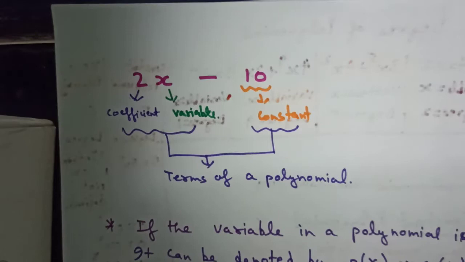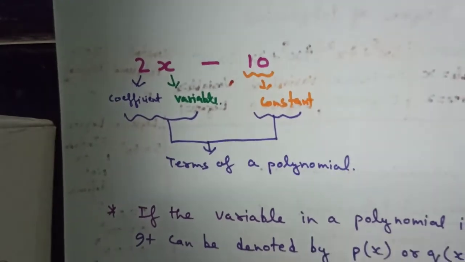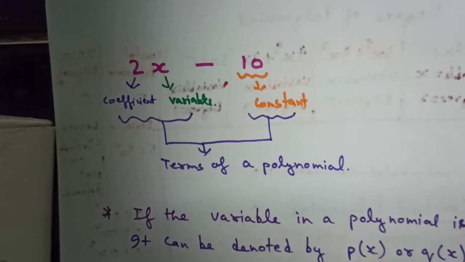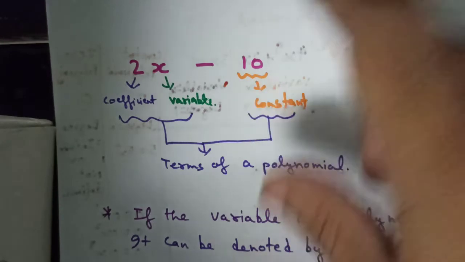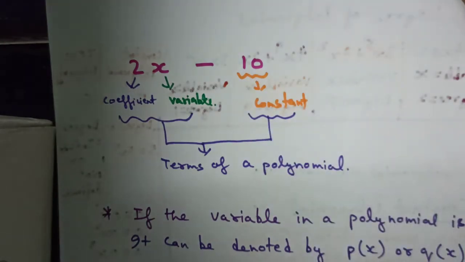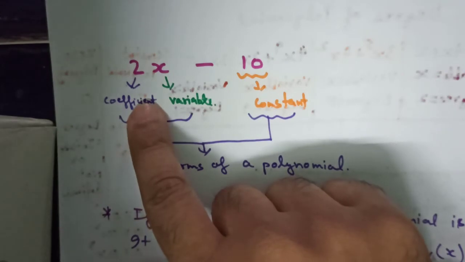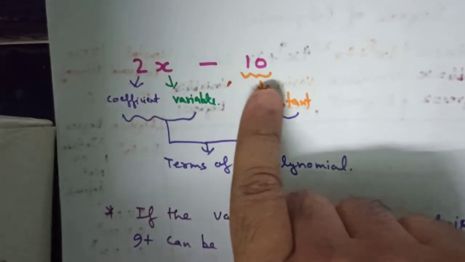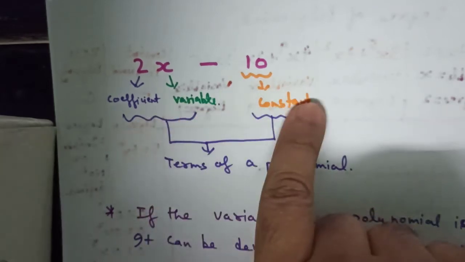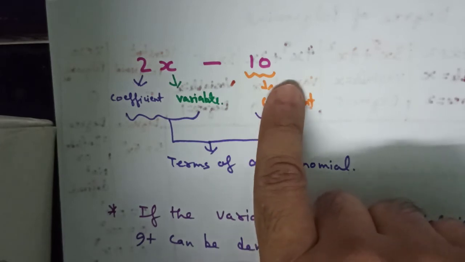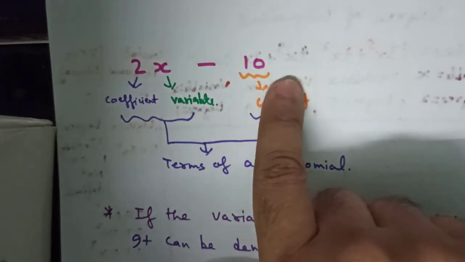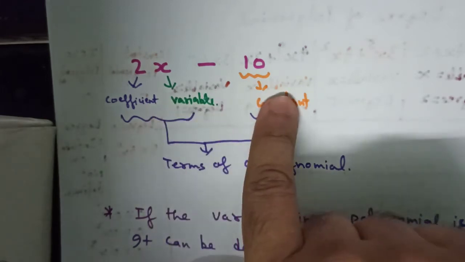Since here the power of the variable is 1, as 2x can be written as 2x raised to the power 1, 2x minus 10 is a polynomial. Similarly, 10 is a constant polynomial, as 10 can be written as 10 into x power 0. So 2x raised to the power 1 minus 10x power 0 can be written as 2x minus 10, because x raised to the power 0 is 1, so 10 into 1 is 10. So it is an example of a polynomial.